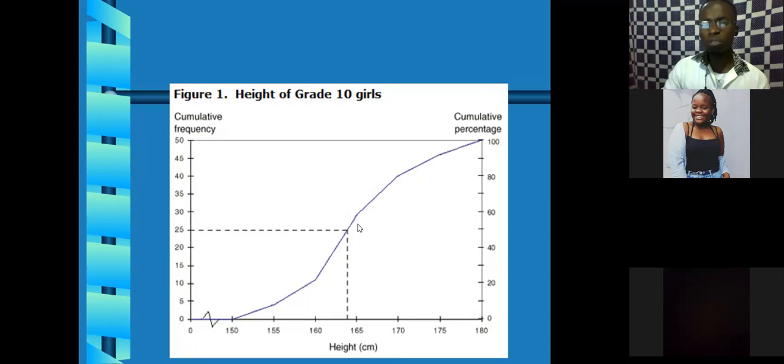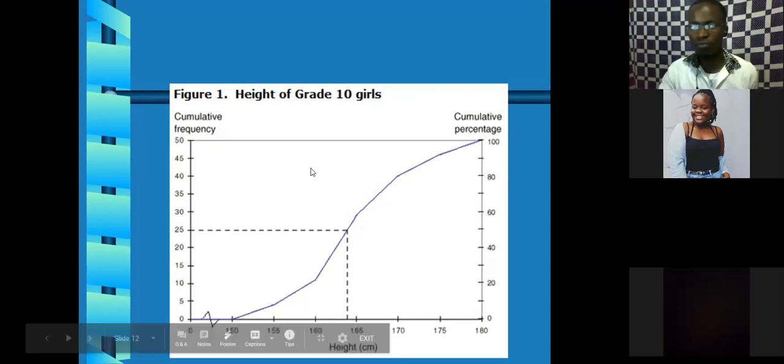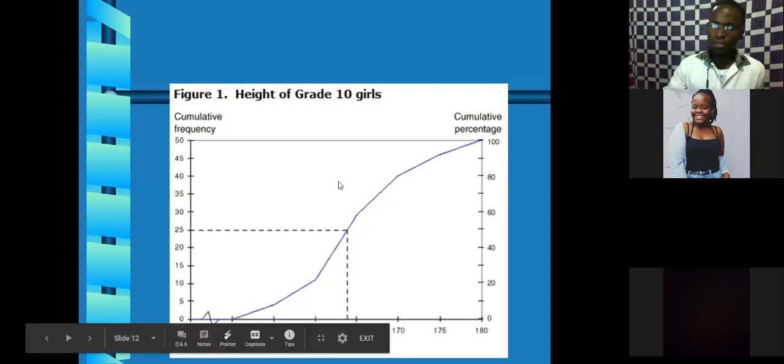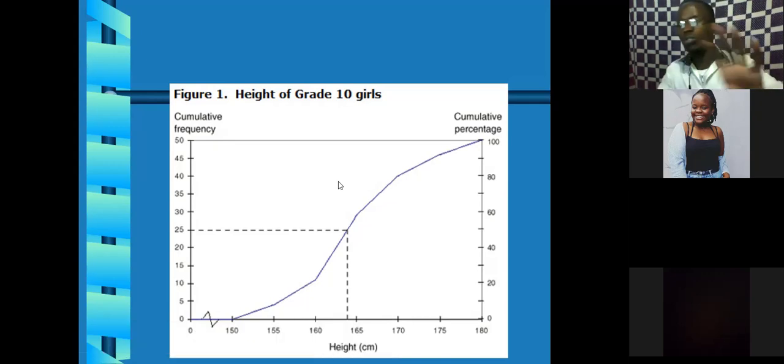Okay, so it means that about half of the girls were below 164 centimeters, and about the other half were above 164 centimeters. Okay. Now, how do you calculate the median, other than using a graph like this?